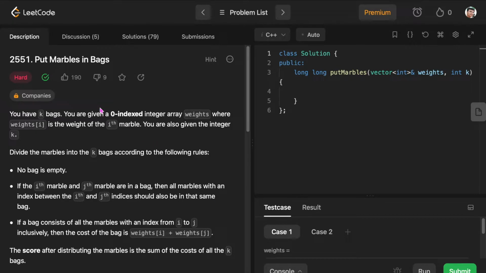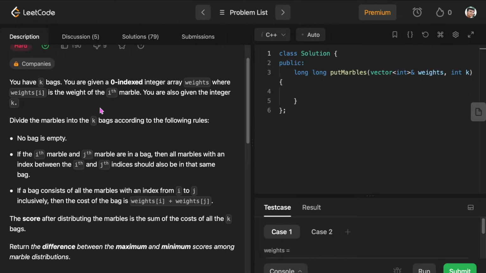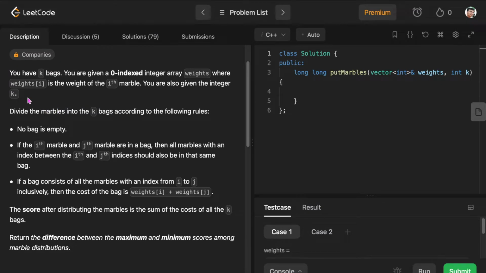Today we'll be solving the problem Put Marbles in Bags. So let's understand the question. You have k bags and you are given a zero-indexed integer array weights, where weights[i] is the weight of the ith marble. You are also given an integer k.